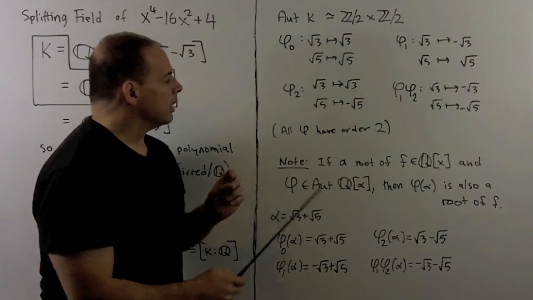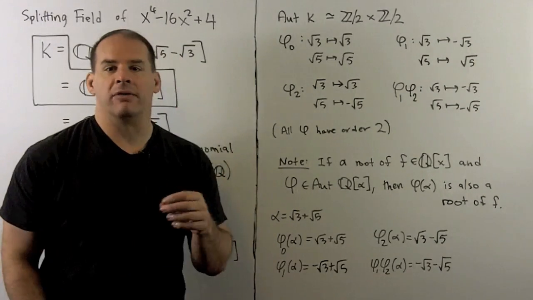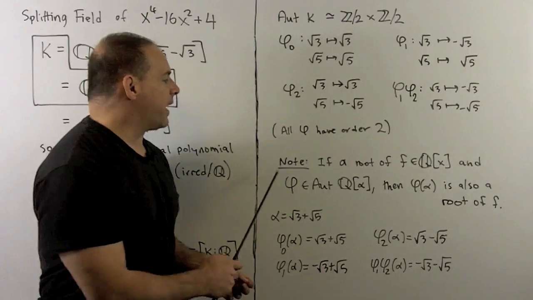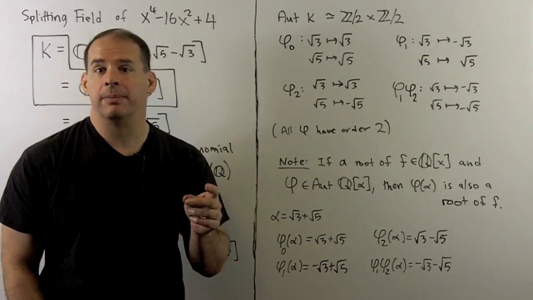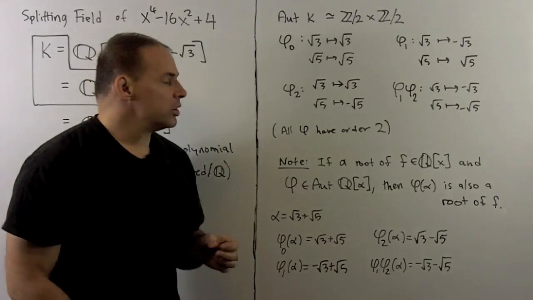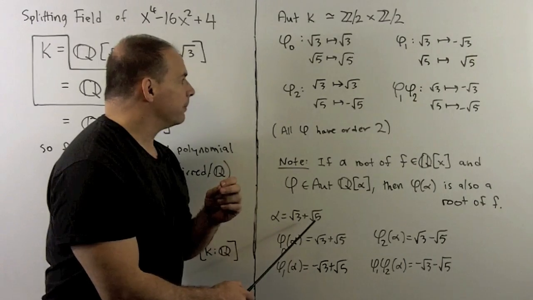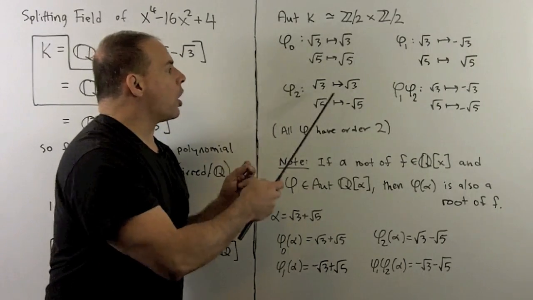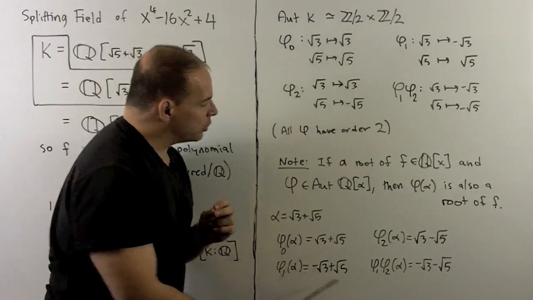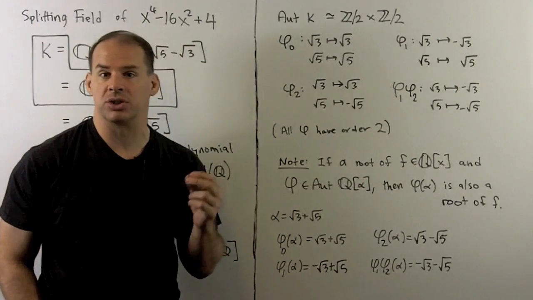Now, let's check one more property. If alpha is a root of a polynomial f with rational coefficients, and we pick an automorphism phi of Q adjoin alpha, then phi of alpha is also a root of f. So in our case, if I let alpha be equal to square root of 3 plus square root of 5, if we apply each automorphism, then what we'll get is our roots as we noted before. So all sign changes on square root of 3 and square root of 5.